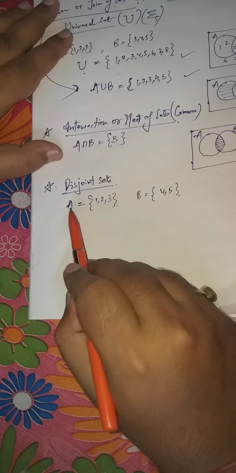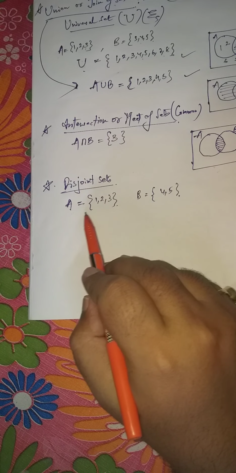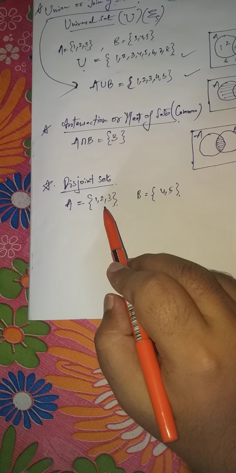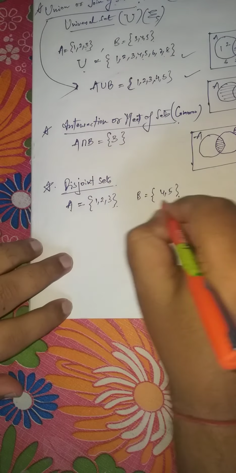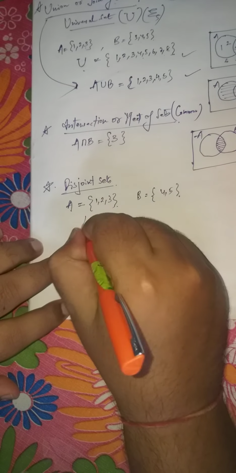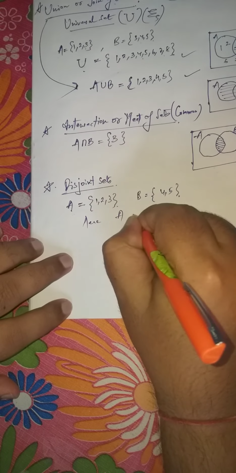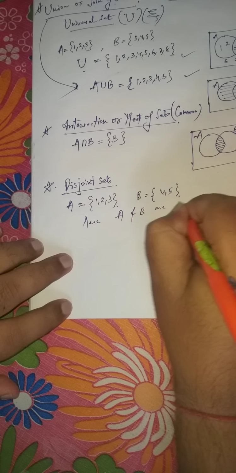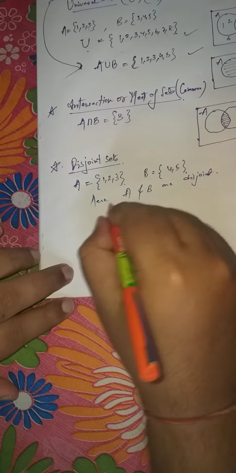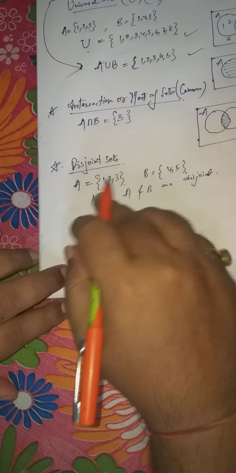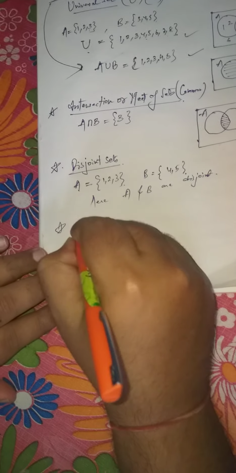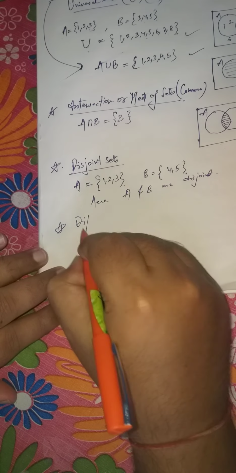So disjoint means, take A as 1 2 3 and B as 4 5. See here, none of the elements is common between A and B. So I can say if none of the elements is common between two sets, then both the sets are disjoint. Here A and B are disjoint. Simple. If none of the elements is common between two sets, then you can say that both the sets are disjoint sets.